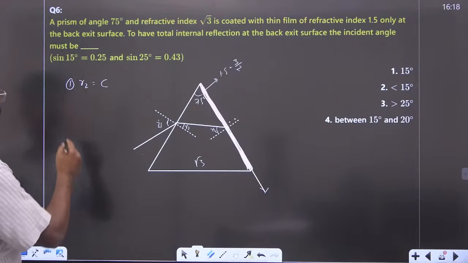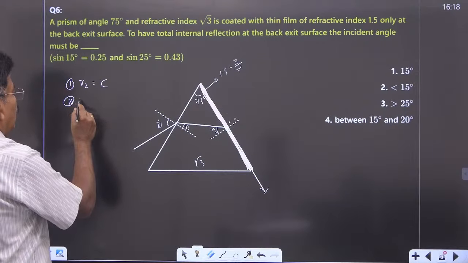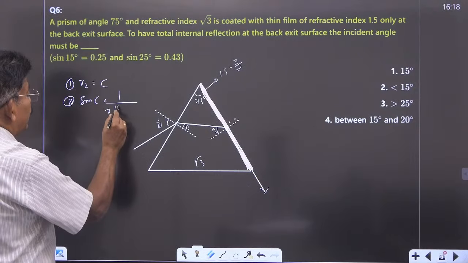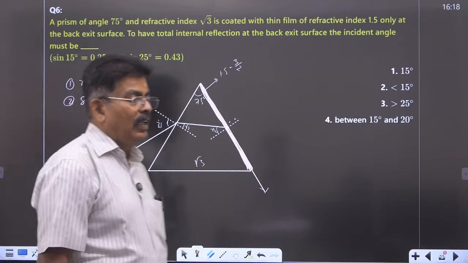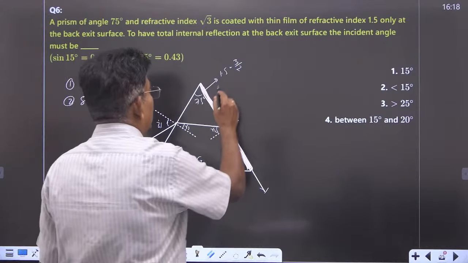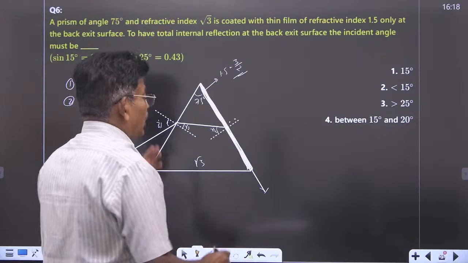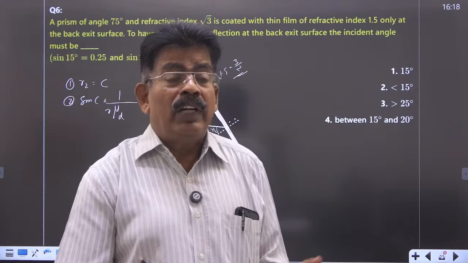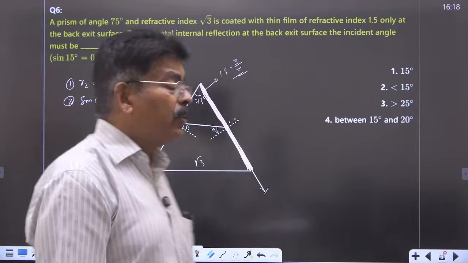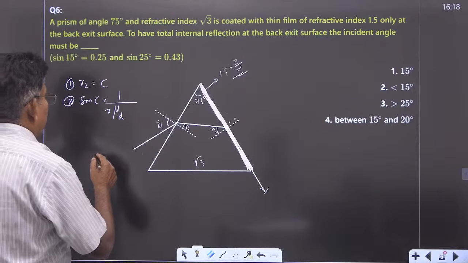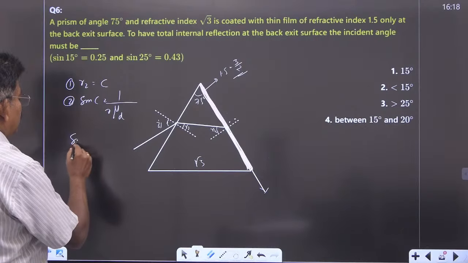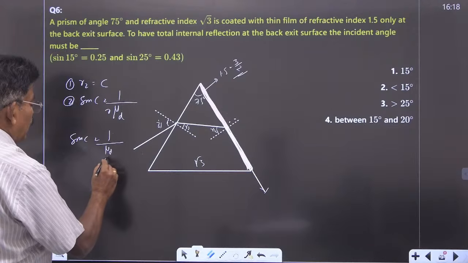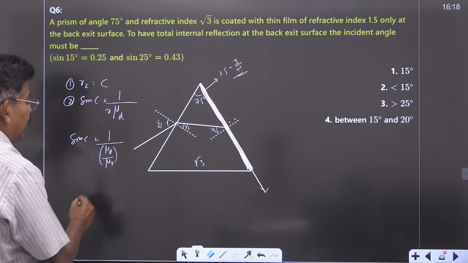R2 is coming to be the critical angle. Then, number 2: sine of the critical angle is equal to 1 by rarer mu denser. Light rays are coming from the denser medium to the rarer medium, which is 1.732, so that's why it is undergoing total reflection. But in the calculation of C, we want the normal mu, rarer to denser mu. Isn't it? That is, we want sine C is equal to 1 by mu denser divided by mu rarer.